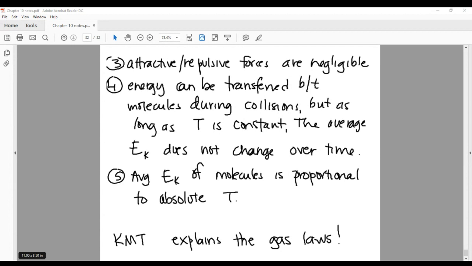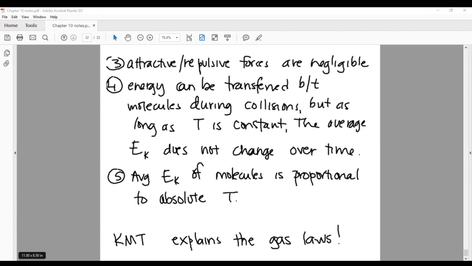But when we increase the volume, now they're further apart. They have to move further to have a collision with another molecule. Well, that means there are fewer collisions between molecules, and fewer collisions between the molecules and the walls of the container. If there are fewer collisions with the walls of the container, then the pressure is going to decrease. Therefore, Boyle's law.